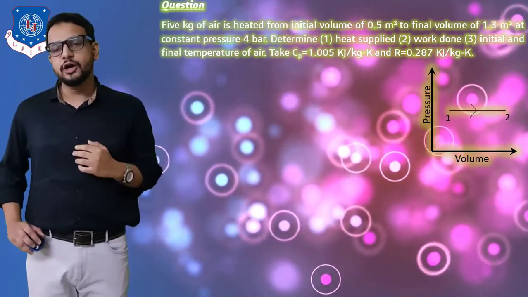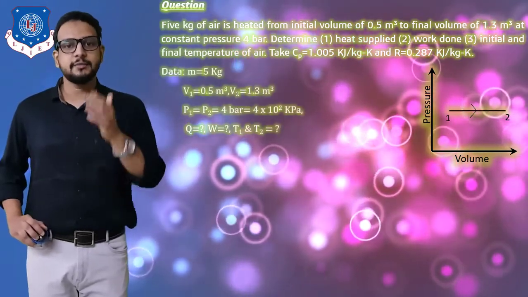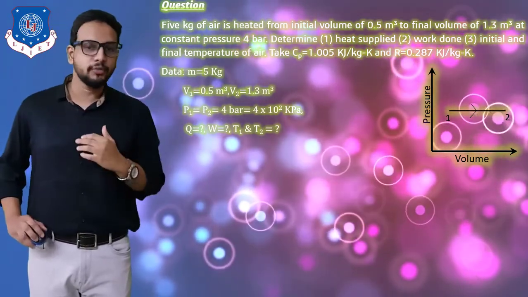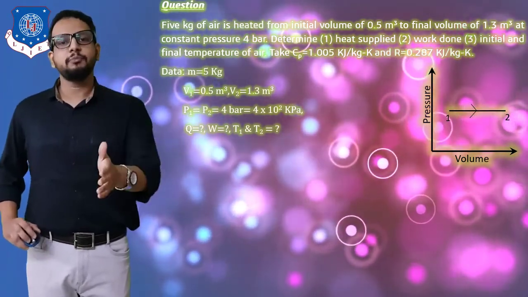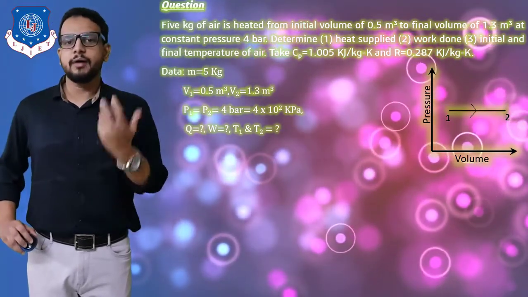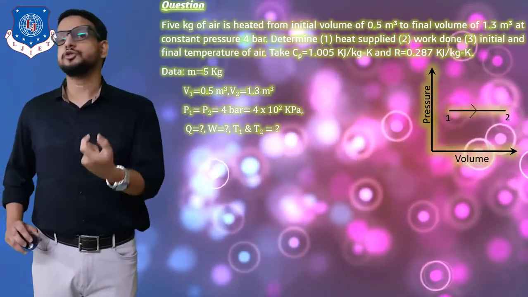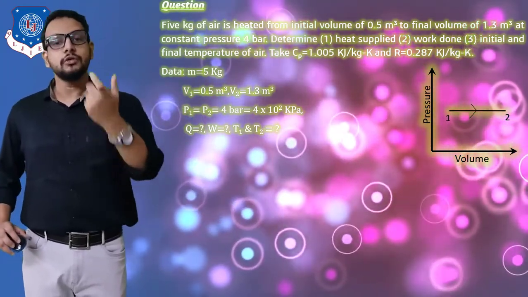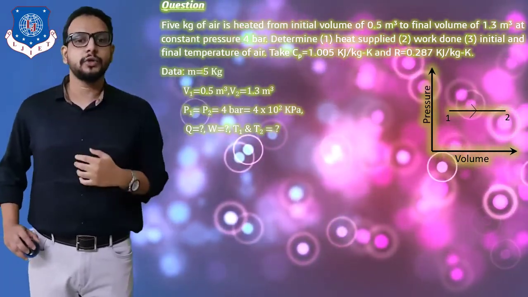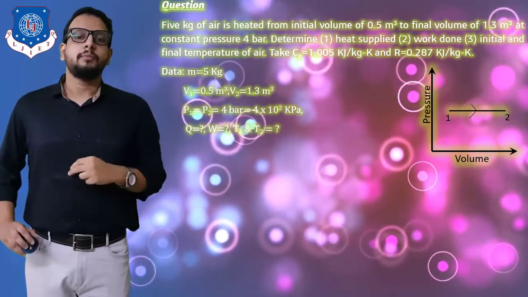Now let's first of all write down the data. As you can see on your screen, I have written mass m is equal to 5 kg, V1 is 0.5 meter cube, V2 is 1.3 meter cube, P1 is equal to P2 is equal to P. Since the pressure is constant, it is equal to 4 bar. Now I have converted bar into kilopascal. Since R is given in kilojoules, we need to take pressure in kilopascal. We know 1 bar is equal to 10 raised to 5 pascal. Converting it into kilopascal, we can write 4 into 10 raised to 2 kilopascal.